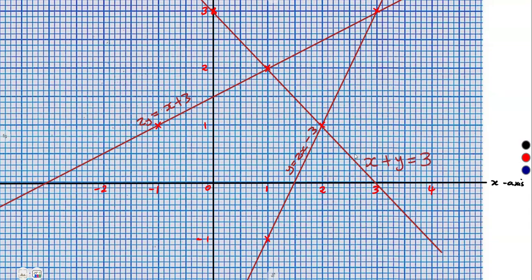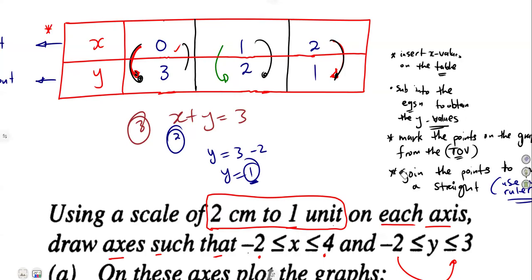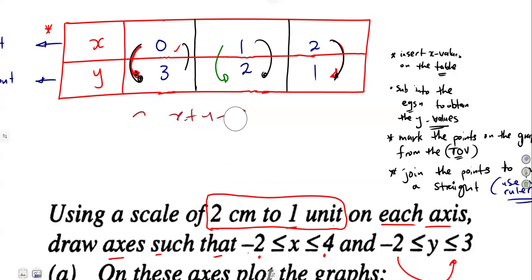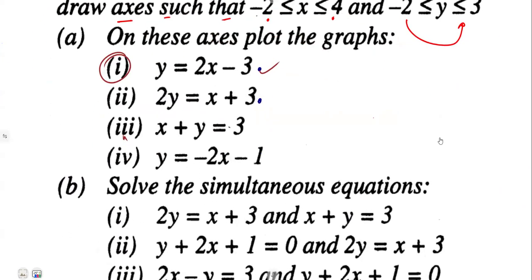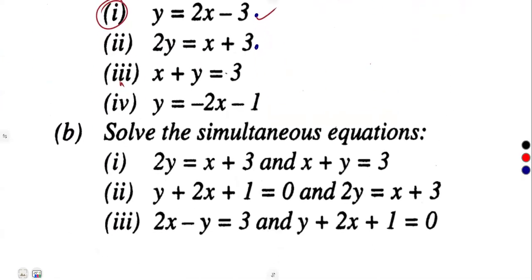All right. The last one. Let us have the last line, and solve the simultaneous equations. I'm going to explain there. How do we simply solve simultaneous equations graphically? So it's a graphical method, all right?